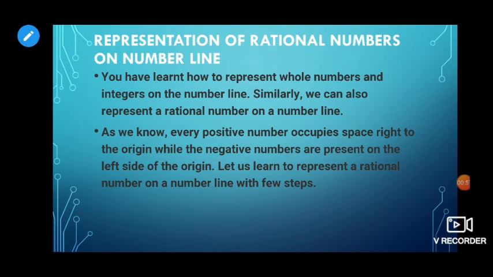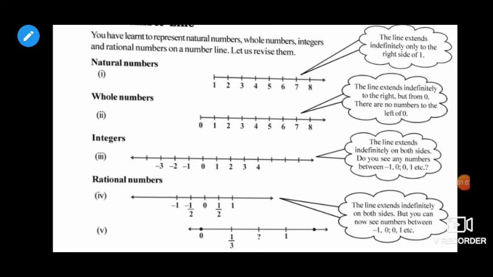Here we already know the different number lines, children. One is the natural number line, the whole number line and the integer number line. In the natural number line, it will start from 1, 2, 3, 4 and only on one side, the right side, it will extend indefinitely. There will be no end, and each and every unit will be a proper whole unit. And if you go for the whole numbers, it will start from 0, and 0, 1, 2, 3, 4, 5, 6, 7, 8 and so on.